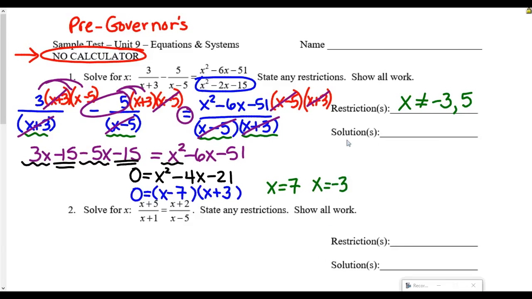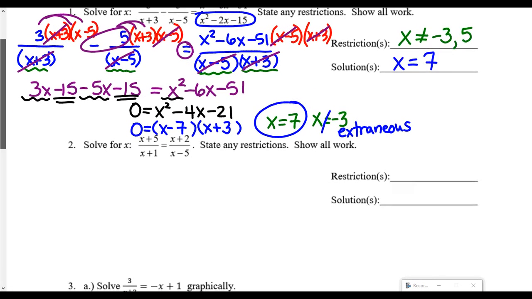I'm ready to write these on the line that says solutions, but I have to remember my restrictions. X was not allowed to equal negative 3, so I have to go back and cross this out. This is an extraneous solution. It's one that does not work in my answer. So my only answer that works is x equals 7. All right, on to number 2.